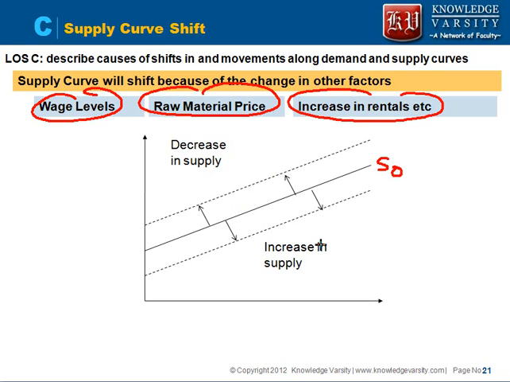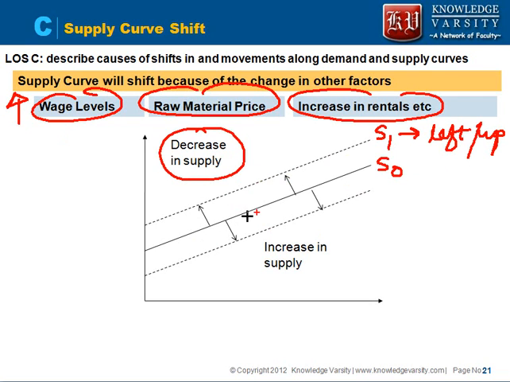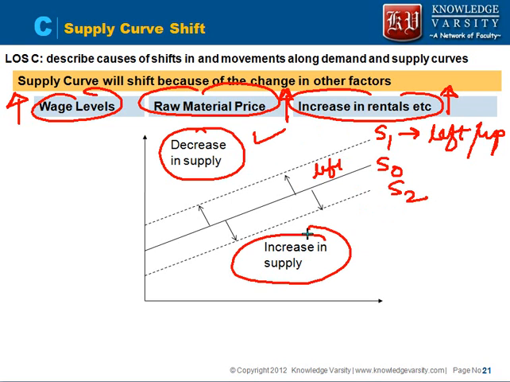Let's say this is your initial supply curve. If the wage has increased, the supply curve will move to the left. This is a left move or upward move, and we say that it is a decrease in supply. Whenever you have a shift to the left, an increase in wage, raw material, rentals, etc., all of this will cause a decrease in supply. You have an increase in supply when all of this decreases. So you see a right shift or down shift, and that is an increase in supply. We have seen this earlier also.